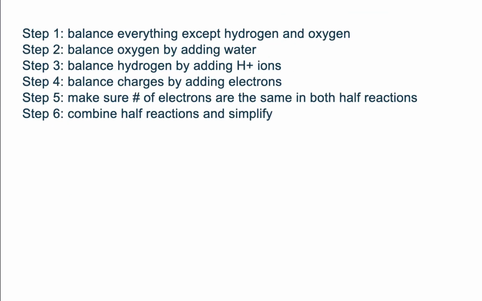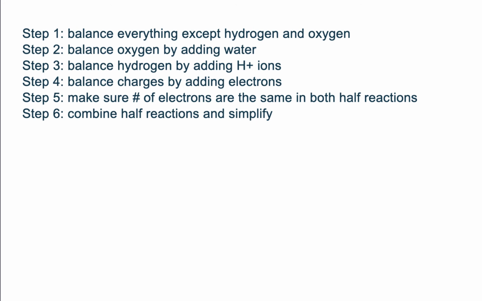So once you've determined what's oxidized and what's reduced, we'll split those into those two reactions, and then we just have 6 steps and we follow them, and it's one of the really rare times in chemistry where you literally just check off a checklist. Just follow these steps in order and you'll have a balanced reaction at the end.